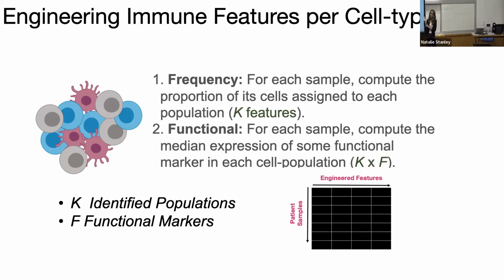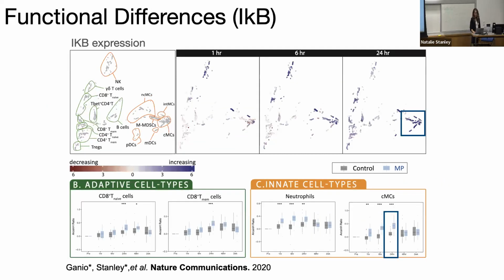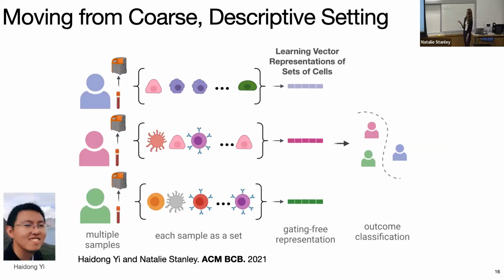We can also look at functional markers, let's say expression of I kappa B, STAT3, all of these things that we're interested in. Let's say we have F of those. So we can look at, for all cells within a cluster for a particular patient, what was the mean expression, let's say, of one of those functional markers. So that gives us even more features that we can put. So you can take all that information, put it together, and one row of this matrix is then the information for one patient.